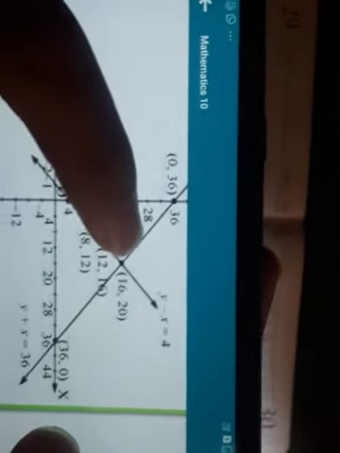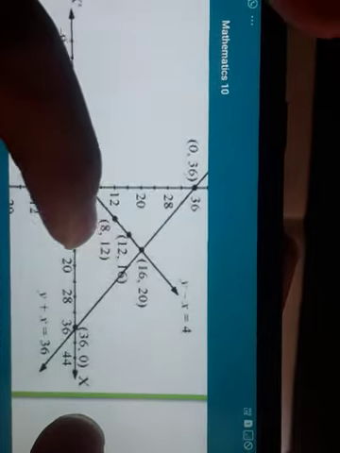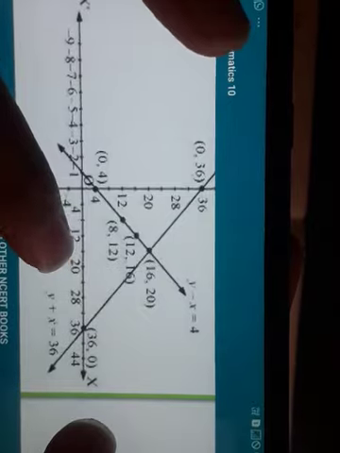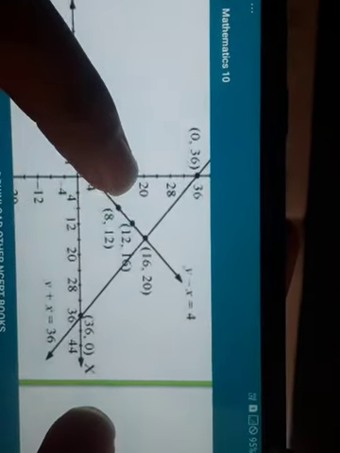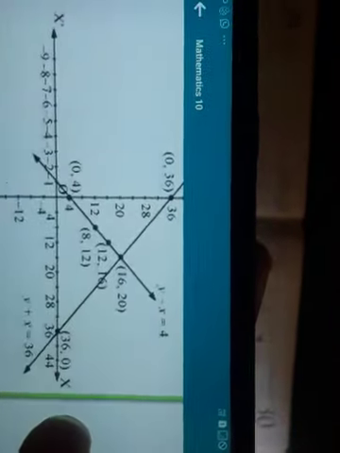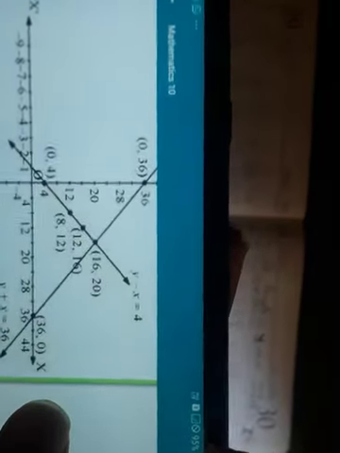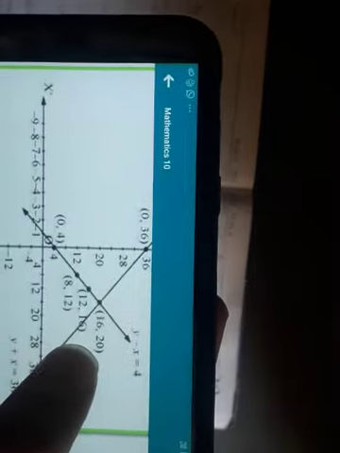If I zoom in, they intersect at this point. At this point x is 16, and y is 20. So the intersection point is (16, 20). So the value of x is 16 and the value of y is 20. What is x? X is width. So we can say width is 16 and length is 20. That is how, with the help of the graph, we can get the solution of that problem.